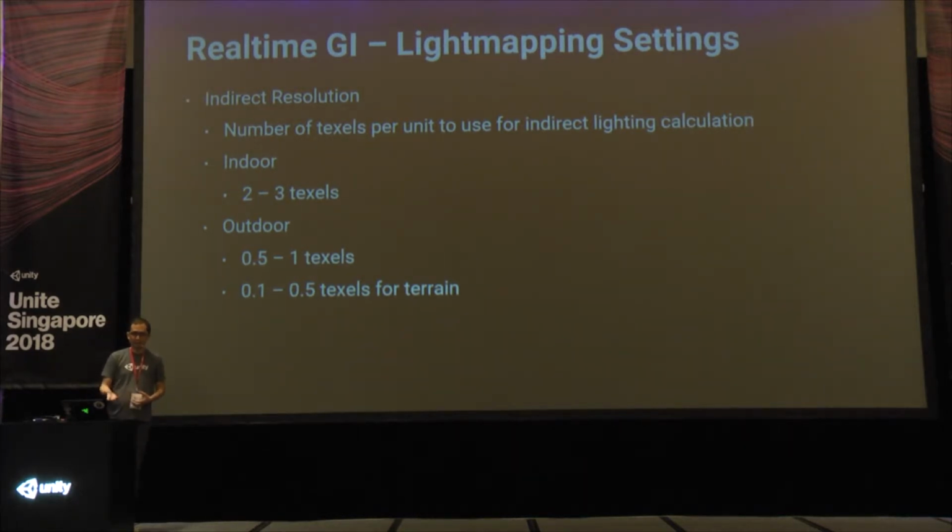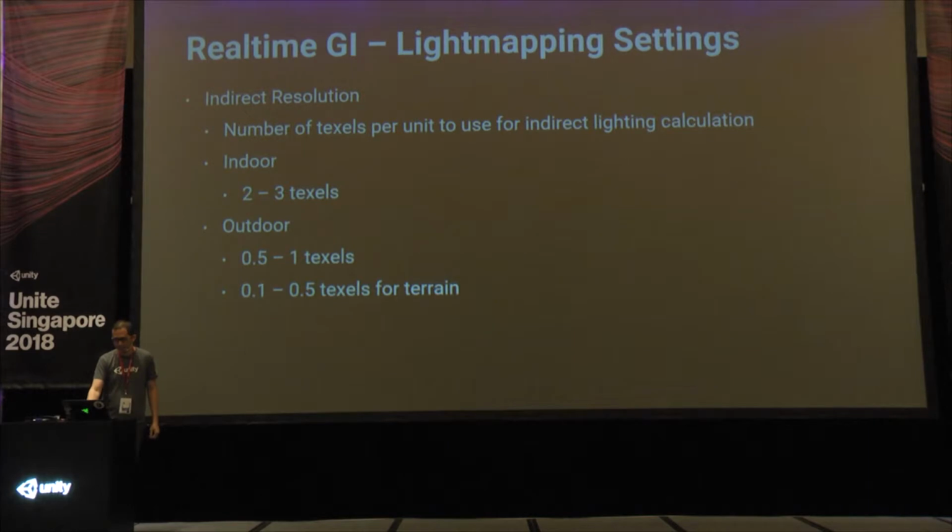And for indoor scenes, the general recommendation is to use 2 to 3 texels. For outdoor scenes, you can use much lower, 0.5 to 1 texels. For terrains, you can go even lower, like 0.1 to 0.5 texels.